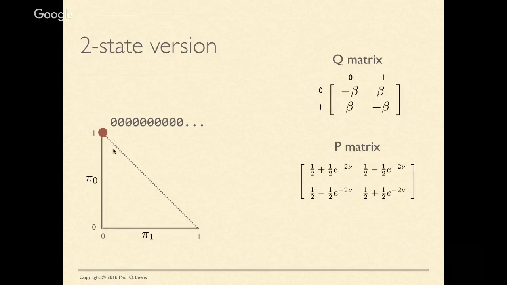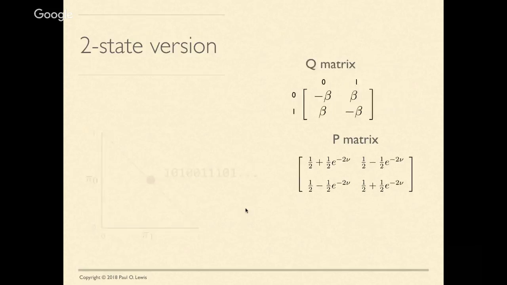If we start at the other side where we have all zeros and we let it evolve for a long period of time, we're going to go to the equilibrium point again, where you have an equal mixture of zeros and ones. So the trick is this P matrix tells you basically how far to move from any given point toward the equilibrium. If the branch length is really long, all of these terms go away, and you end up with just 1/2, 1/2, 1/2, 1/2, the equilibrium point. If the branch length is very short, then you end up moving just a short distance.